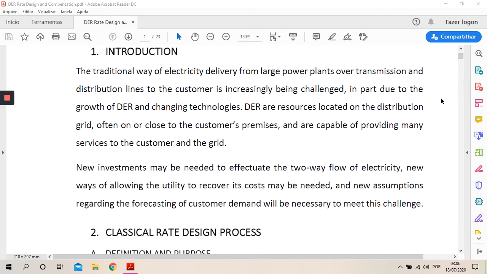Introduction. The traditional way of electricity delivery from large power plants of transmission and distribution lines to the customer is increasingly being challenged, in part due to the growth of DER and the changing technologies. DER are resources located on the distribution grid, often on or close to the customer's premises, and are capable of providing many services to the customer and the grid.